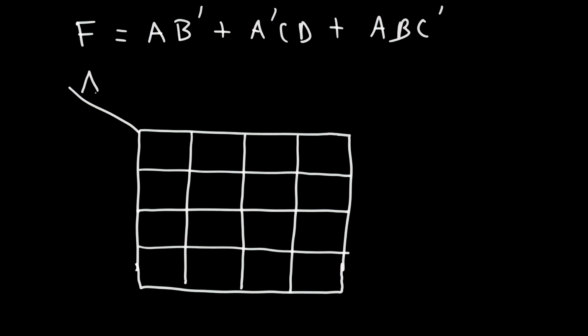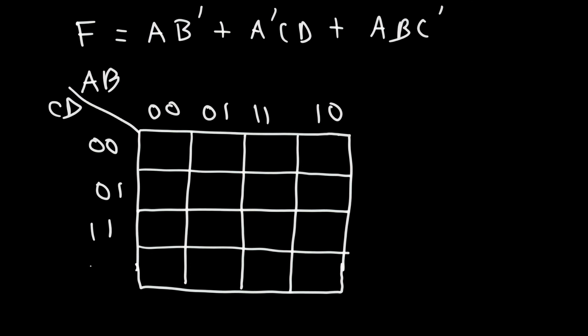So let's put the letters AB on top and CD on the bottom. So AB could be 0 0, 0 1, 1 1, and 1 0. And the same is true for CD. Now, let's focus on AB prime.